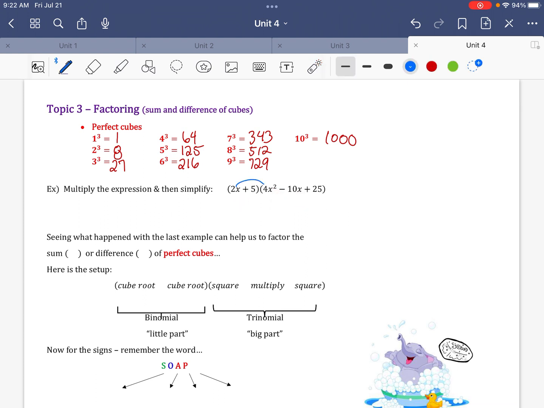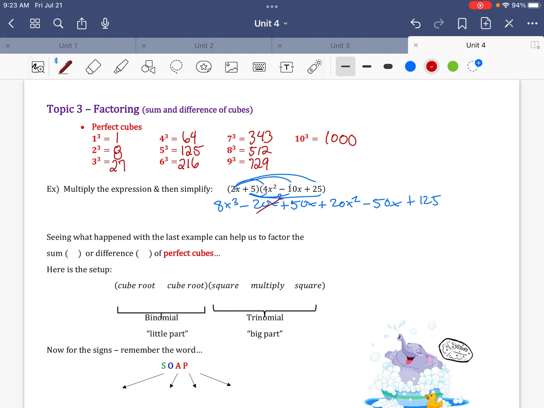All right, so let's work this out. 2x times 4x squared, I get 8x to the third. 2x times negative 10x, negative 20x. 2x times 25, plus 50x. Here I get plus 20x squared. Oops, I made a mistake. 2x times 10x was 20x squared. Sorry. Then 5 times negative 10x is negative 50x. And then 5 times 25 is plus 125.